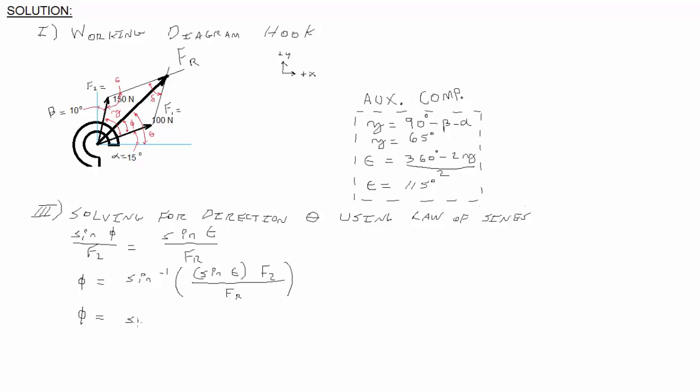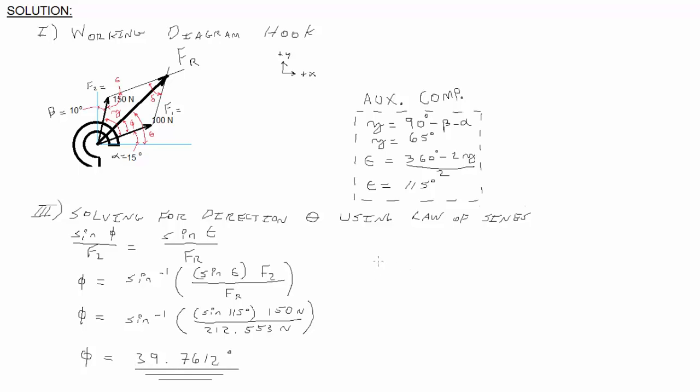So phi then equals the inverse sine of, well, epsilon is 115 degrees, F2 is 150 newtons, and FR was 212.553 newtons. And so you will then find that phi equals 39.7612 degrees. Underline the answer 3 times.